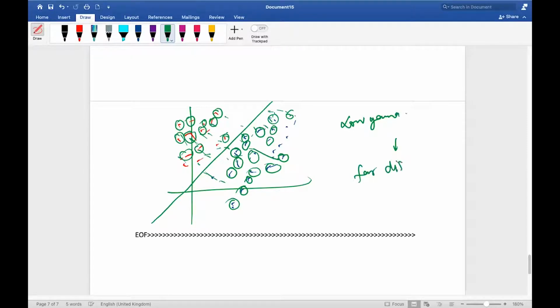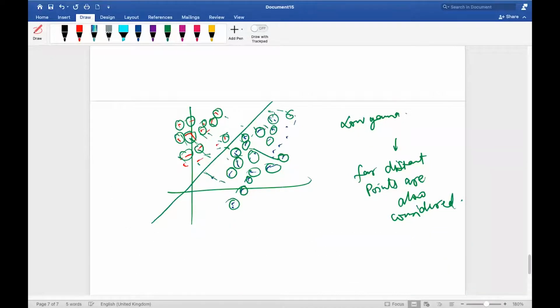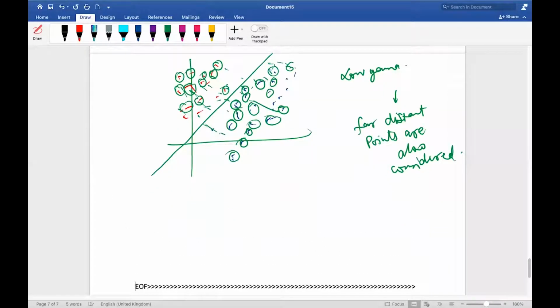So low gamma means far, distant points are also considered. Considered for what? For doing the separation, for making the hyperplane, for making the support vectors. Clear? Yes.